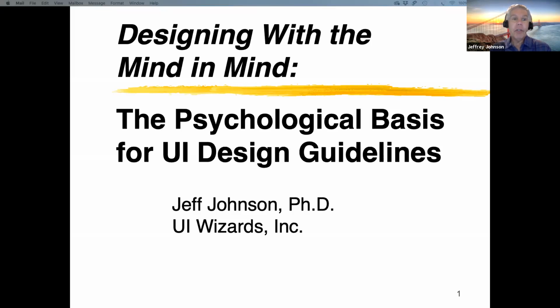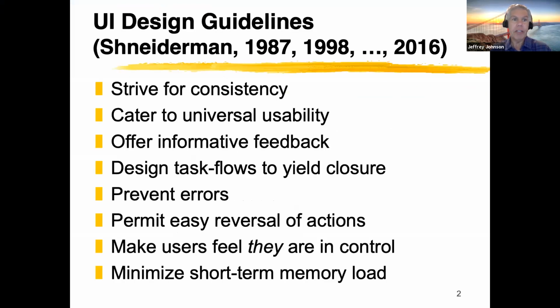All right, so people who do front-end design and user interface and user experience design are familiar with design guidelines like these. These came from a guy named Ben Shneiderman at the University of Maryland, and he first published the user interface design guidelines in the late 1980s, 1987, and then he's published updates of his guidelines every 10 years or so since then, and they've remained remarkably consistent. They've stayed more or less the same.